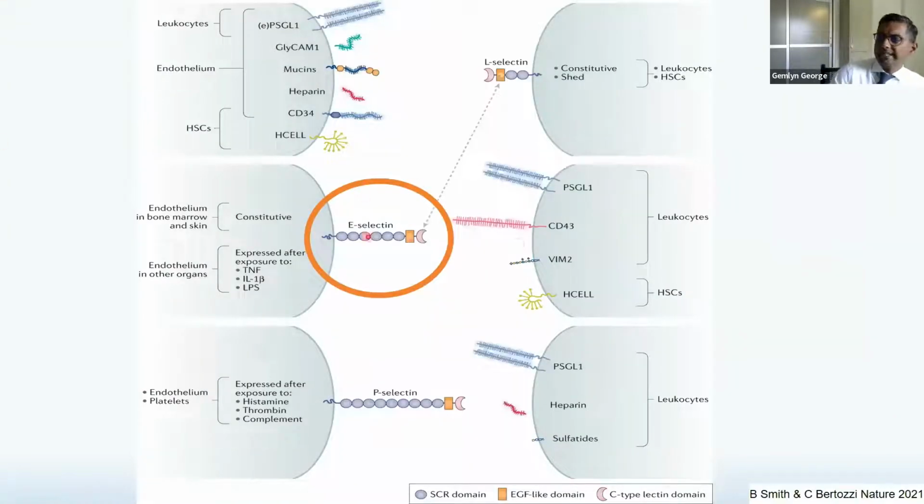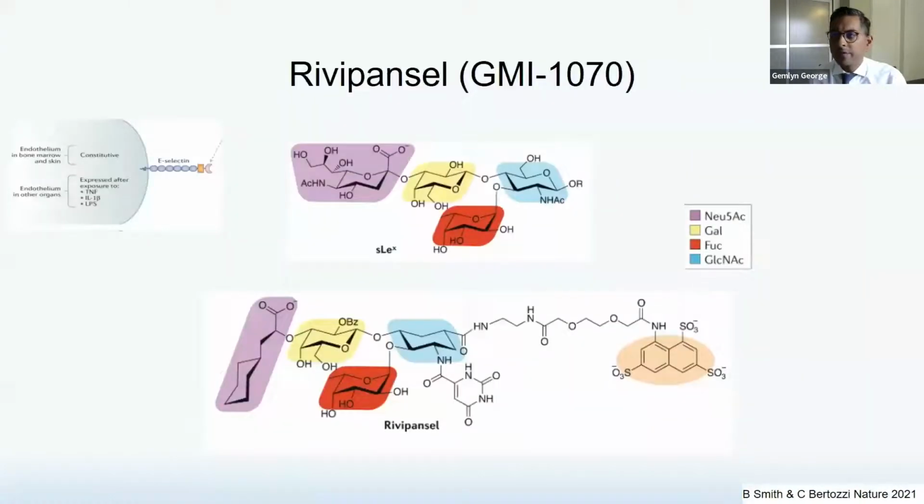Now moving on to E-selectin targeting agents. Rivipansel, or GMI 1070, was initially designed as this pan-selectin inhibitor, but it predominantly works on the E-selectin as an E-selectin antagonist with some partial inhibition of P-selectin.